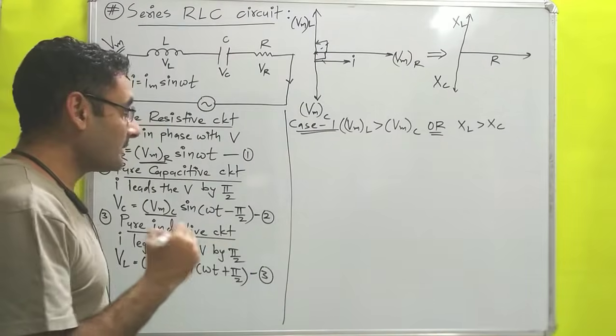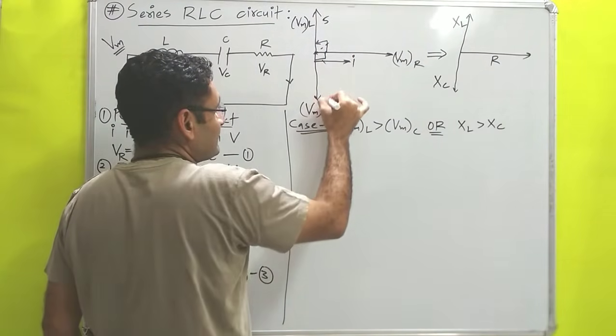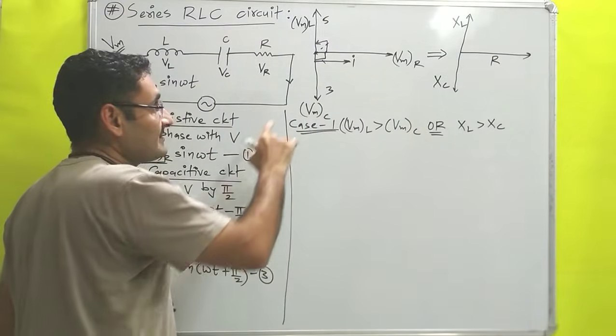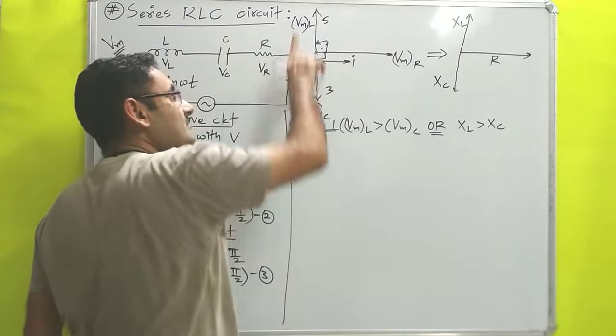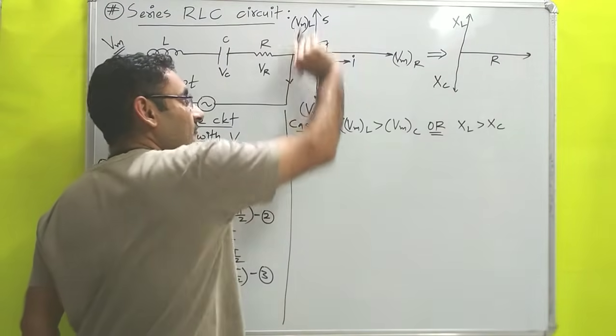Okay. Now supposing Vm of L is 5 and Vm of C is 3. So what we can say, 5 minus 3, the resultant will be upward, 2 units upward, 5 minus 3, so 2 units upward you can write.